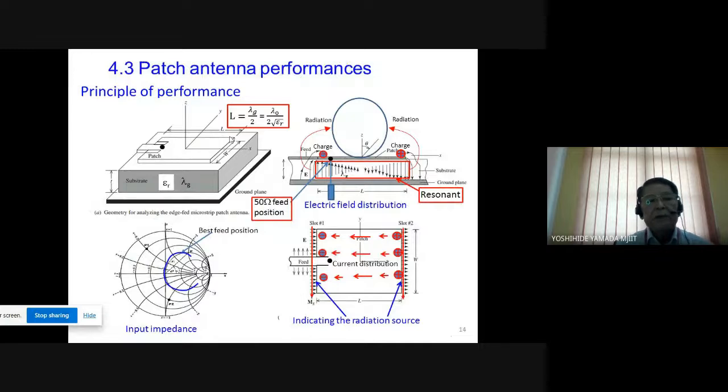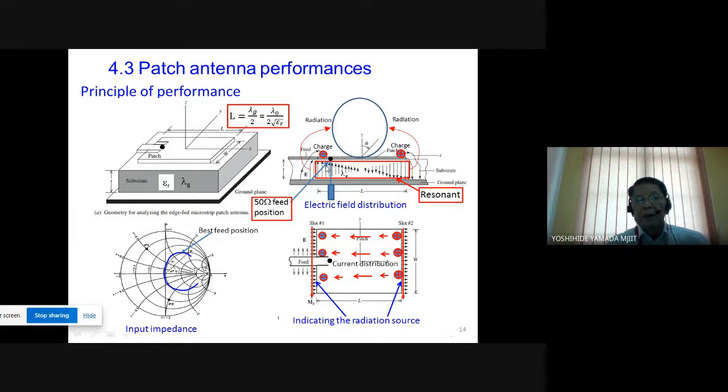Next, the patch antenna performance. Principle of performance. A patch antenna has a patch plate put on a substrate, and behind is a conducting plate. This is the structure of a patch antenna. So the patch antenna works like this one. Inside the substrate, resonance is happening. This is the fundamental performance of a patch antenna.